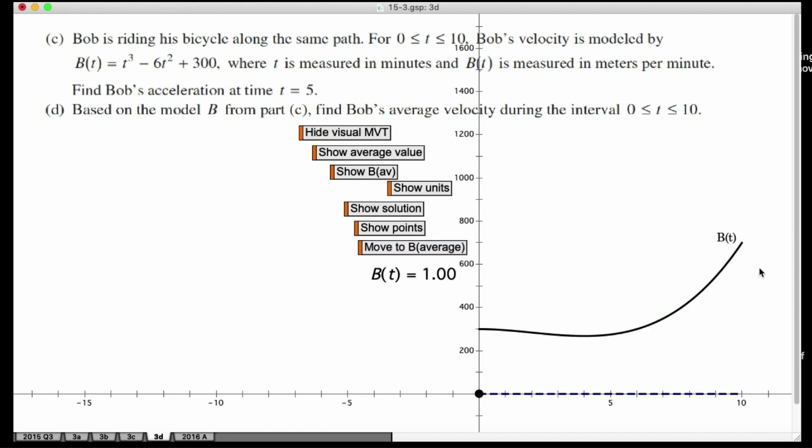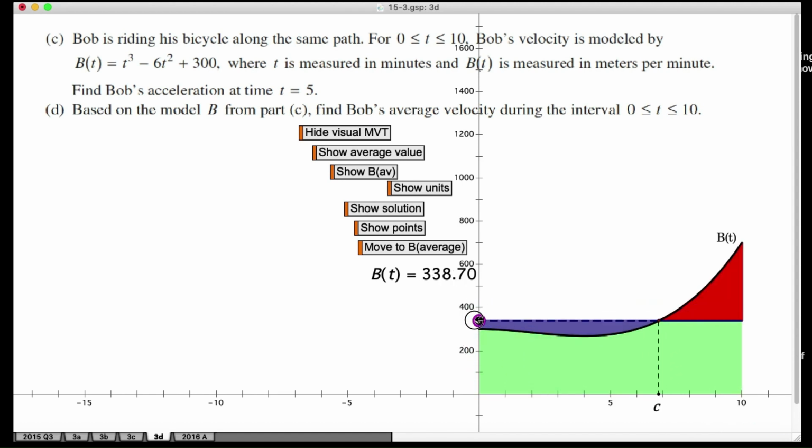Okay, so here's a picture again. I'm just going to show you a picture, and we get the average value formula from the mean value theorem for integrals. What the mean value theorem basically says is that the area under some curve, so the area under this function here, which is b of t in this case, I can approximate with some rectangle.